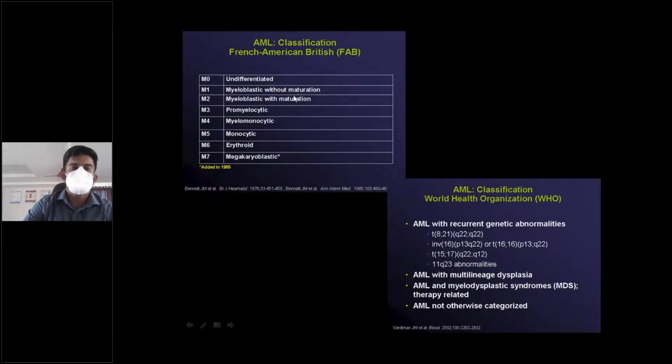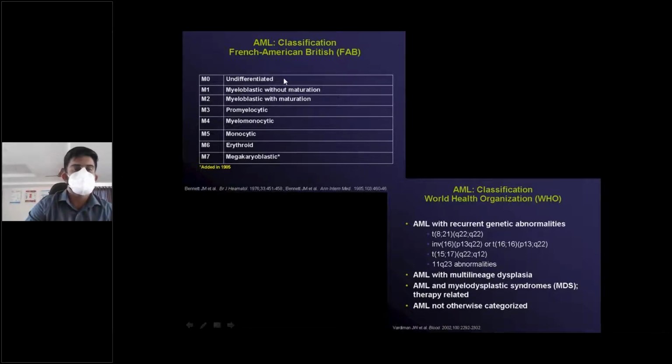So again, M0 is an undifferentiated type of AML. M1 is myeloblastic without maturation. M2 is myeloblastic with maturation. M3 is promyelocytic. M4 is myelomonocytic. M5 is monocytic. M6 is erythroid. M7 is megakaryoblastic. Now, obviously, the peripheral smear will also be exactly how it is here.